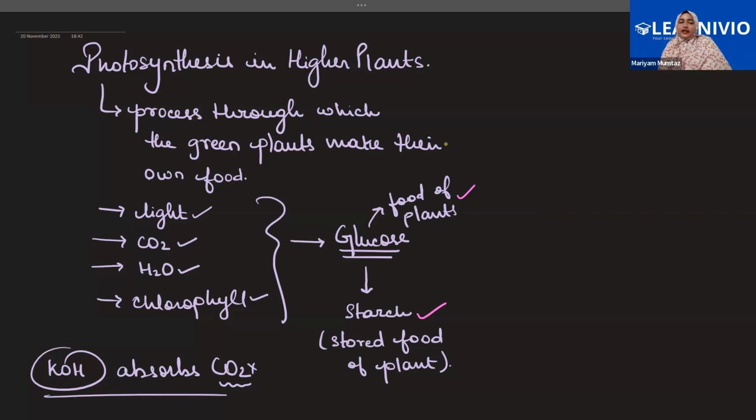Now why only the green plant, students? Why not any other color? Why not pink, blue, purple? Green plants because they have chlorophyll present. And chlorophyll is present in which part of the cell?